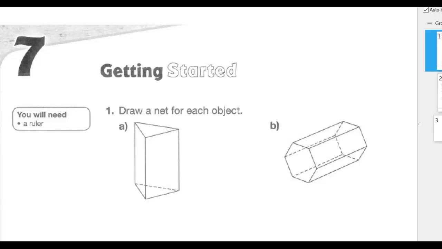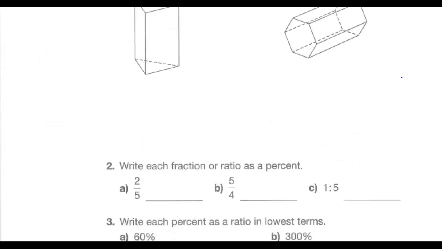Okay, we're looking at chapter 7, which is drawing objects and shapes. So we'll do the getting started to start. And so just basically some review of different concepts that will help with this unit. The first question is draw a net for each object. So remember, a net is a two-dimensional shape, so all the sides.